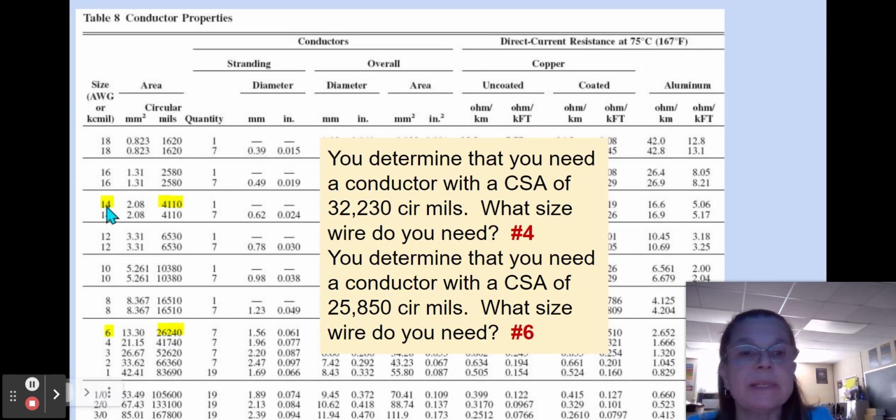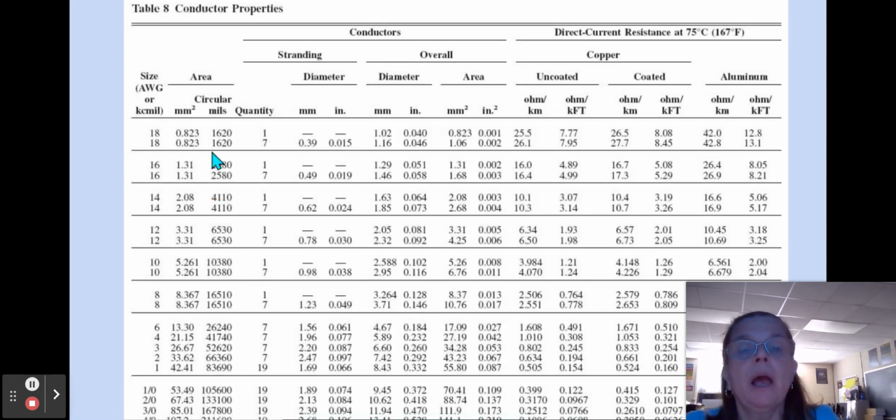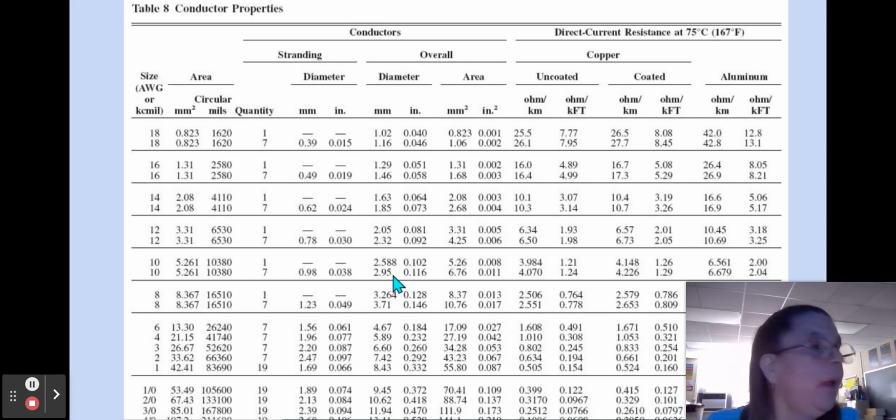If you look at number 14, which is a common one that you've been using upstairs in the lab, it says 4,110. So this is very common household wire. It's why it's highlighted here for you. I have put a portion of Table 8 in the slideshow for you a few times. So when you're doing your work, if you don't have your NEC code book, which it would be better to have, you can look on here for the table.